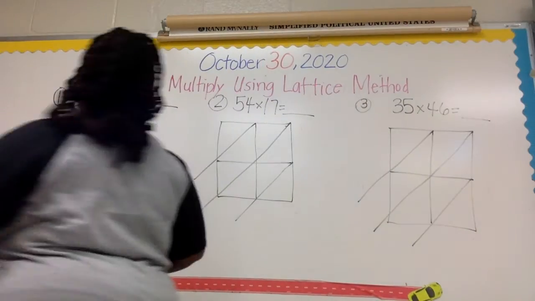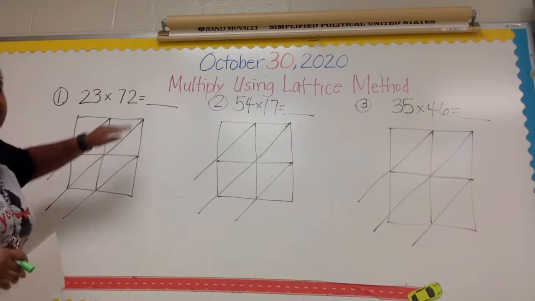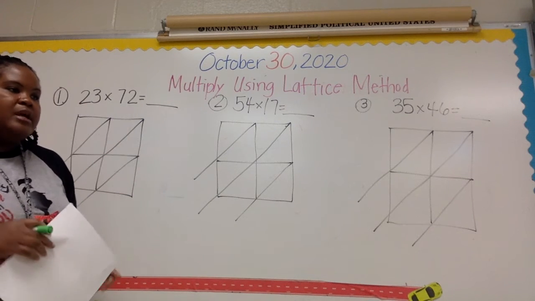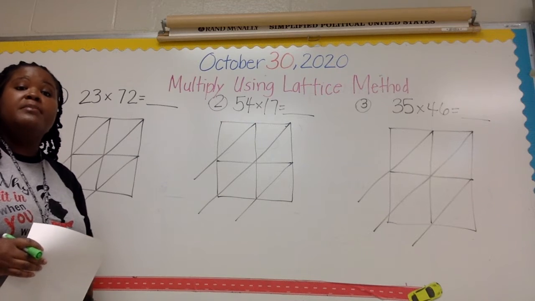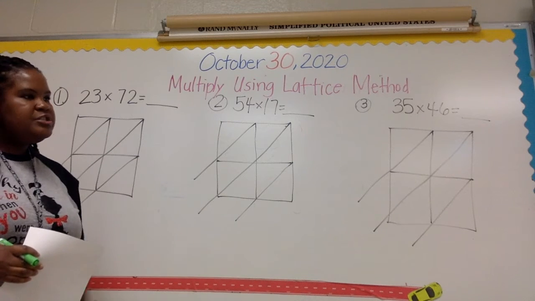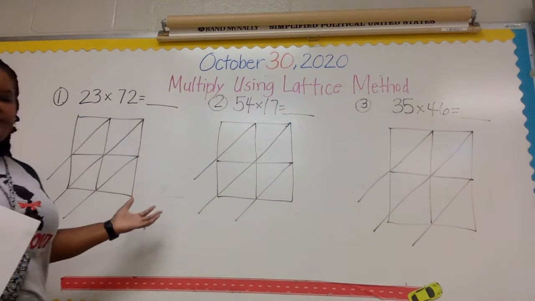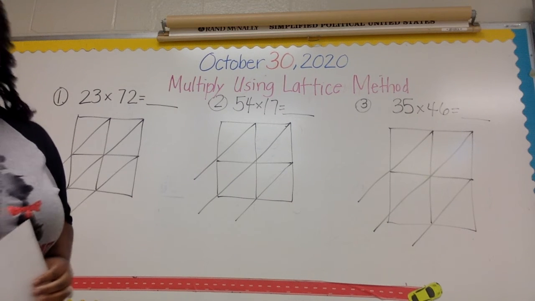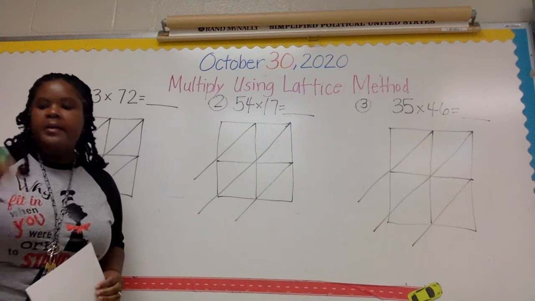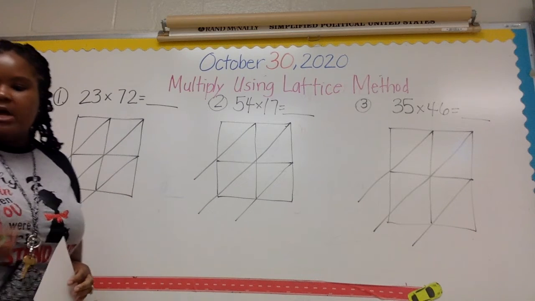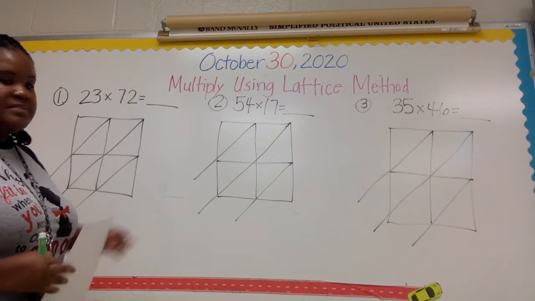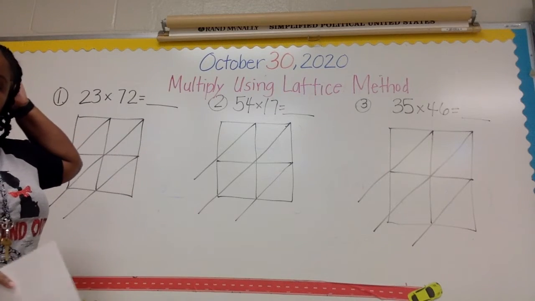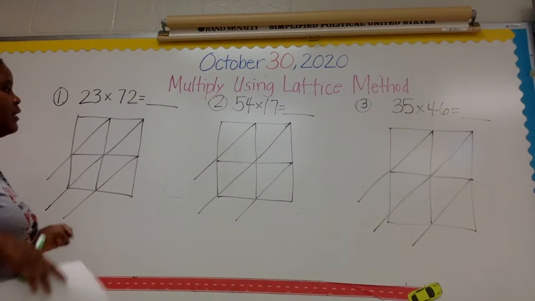So let's look at number one. So 23 times 72. So far, we've learned several different methods when we multiply. We talked about the traditional method, we've talked about the expanded form, and I believe yesterday we did something with multiplying using the area model. Okay, so we talked about several different types of methods, but today we're going to talk about this one in particular.